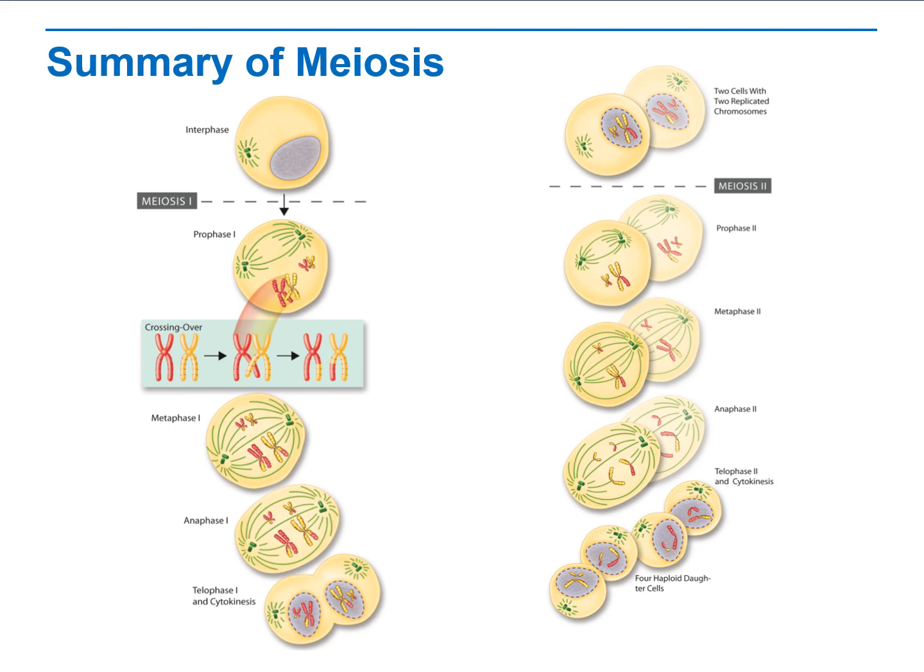Then we enter meiosis 2. Prophase 2 is really very much the same as prophase 1. In prophase 2, the spindle fibers begin to appear, but crossing over does not occur here.